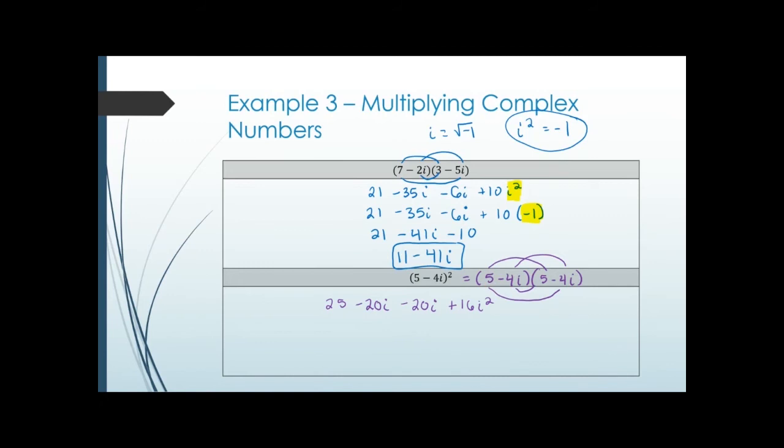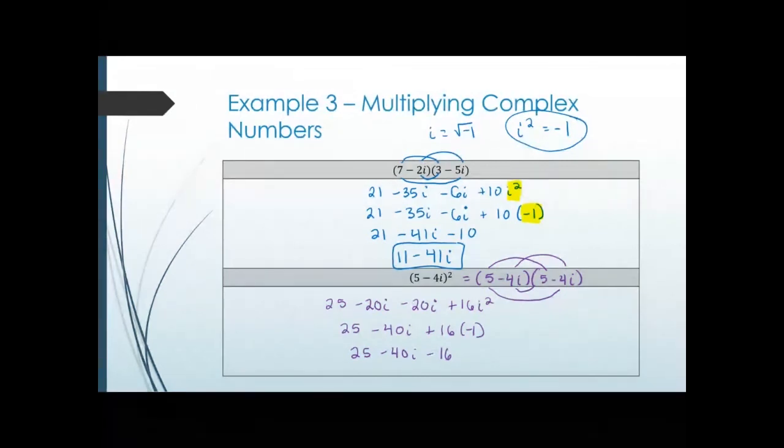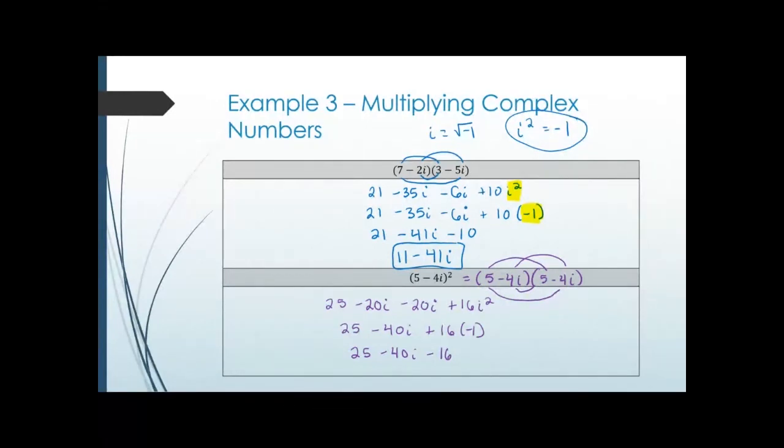So I'm going to do multiple steps at once. I'm going to combine my negative 20i's because I can add those like terms. So that gives me negative 40i. And then that's 16 times negative 1. So we have to replace that i squared with negative 1 again. So then we get 25 minus 40i minus 16. So, okay, 16 times negative 1, that is negative 16. I've done that part correct. Now we need to do 25 minus 16. So 25 minus 16 is 9. So we get 9 minus 40i.